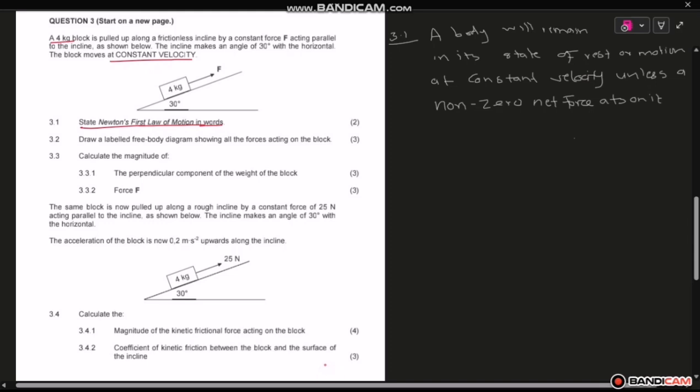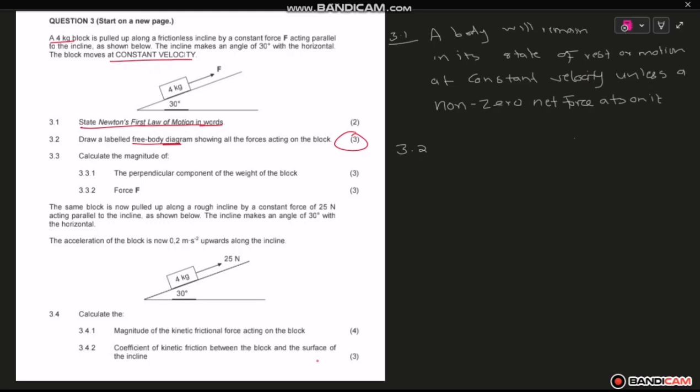Now they want us to draw a labeled free body diagram showing all the forces acting on the block. A free body diagram is indicated by a dot, but since it's 3 marks, we have 3 arrows pointing away from the dot. Therefore, you must draw the incline, then put the dot in the middle of the inclined plane. Then you can draw the normal force. It is not vertically upward, but perpendicular to the surface.